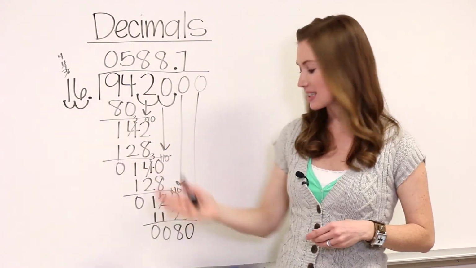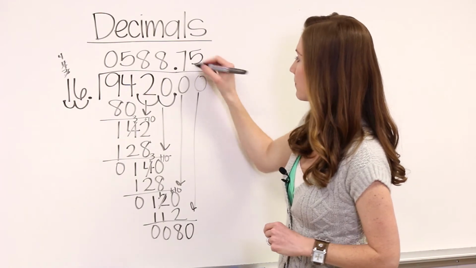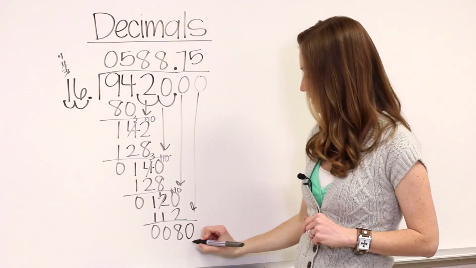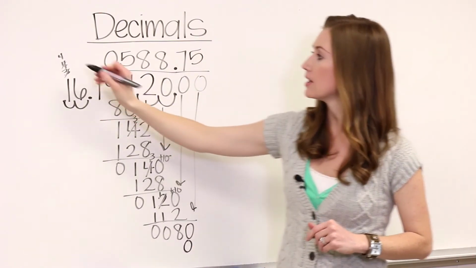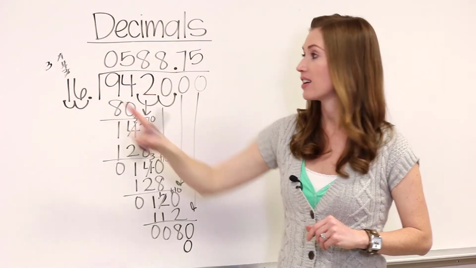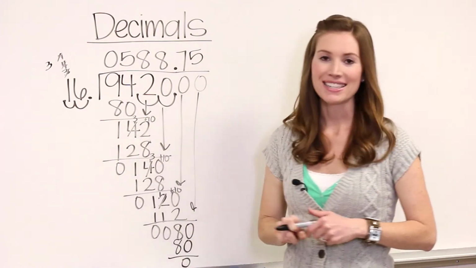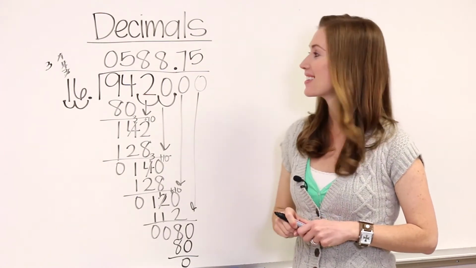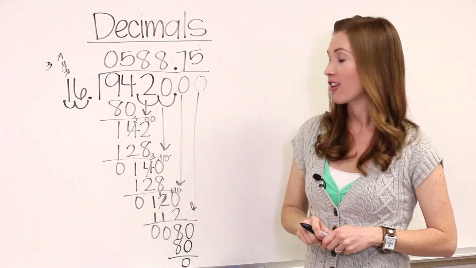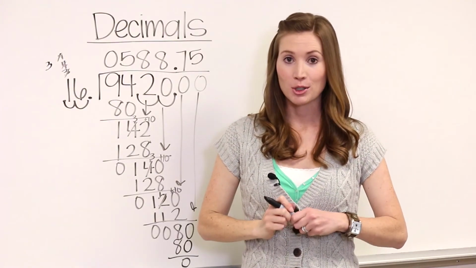How many times does 16 go into 80? 5 times. 5 times 6 is 30. We write the 0, carry the 3. 5 times 1 is 5, plus 3 is 8. 80 minus 80 is 0. Let's read our final quotient together. 588 and 75 hundredths. Now remember, we still need to check our answer using multiplication.